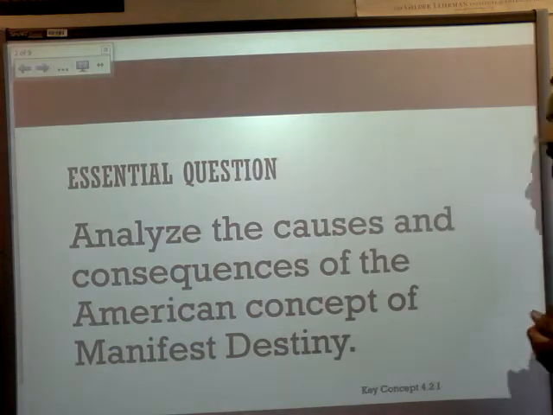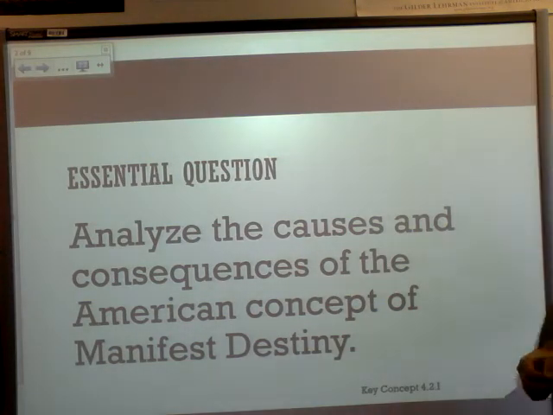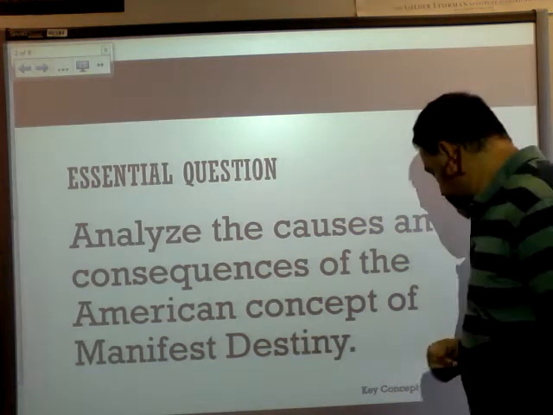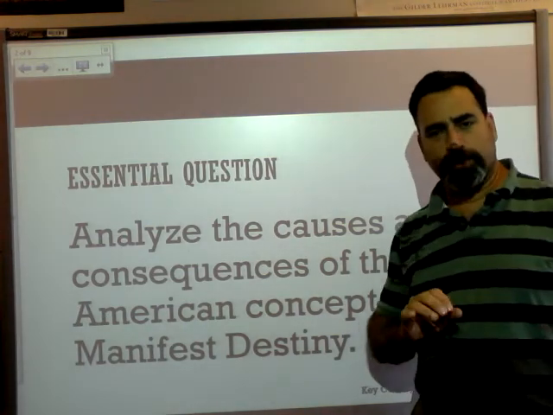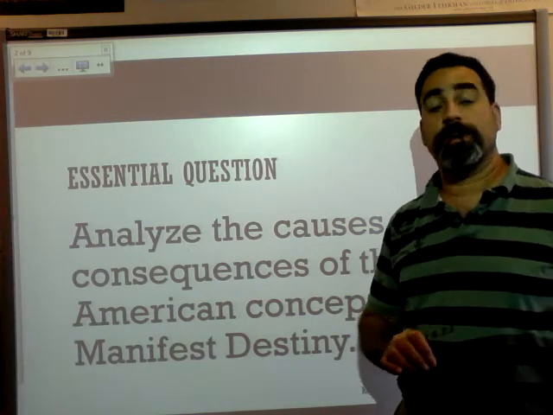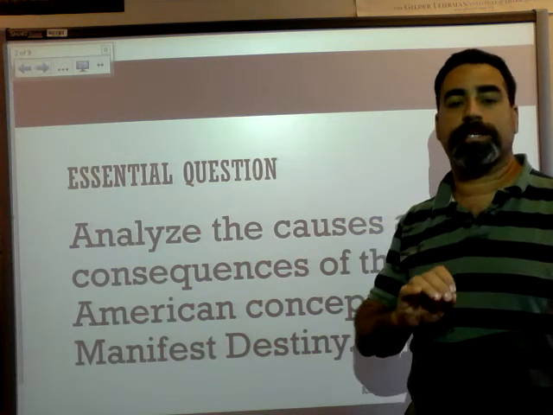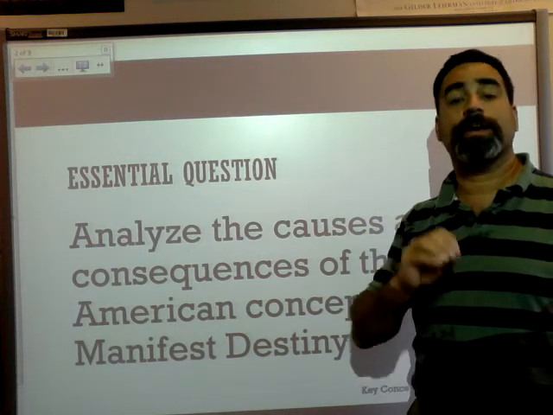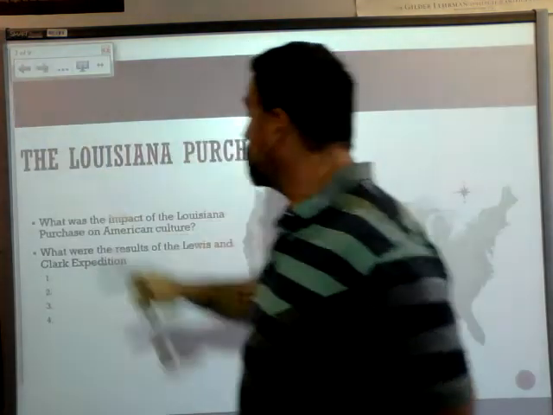This is going to deal with the essential question of analyzing the causes and consequences of the American concept of manifest destiny. And this deals with key concept 4.2.1. Of course, we're going to specify one major consequence here, and that is consequences to Native Americans. We will specify Mexicans in North America later on. So let's move on here.